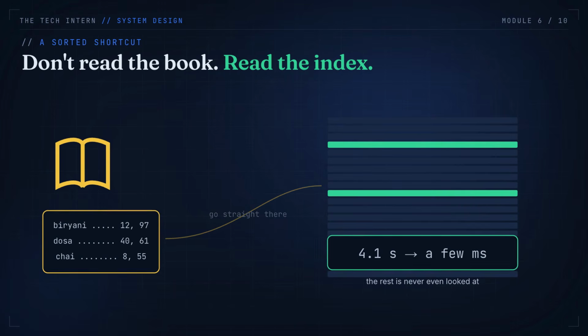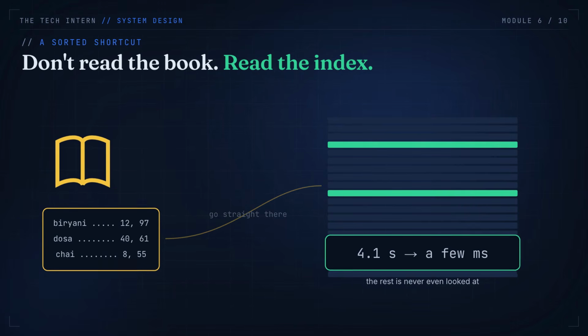So, index everything right? Every column? No. And here's why. An index is a promise you have to keep. Every time you write a new order, the database doesn't just add a row, it has to update every index on that table too.